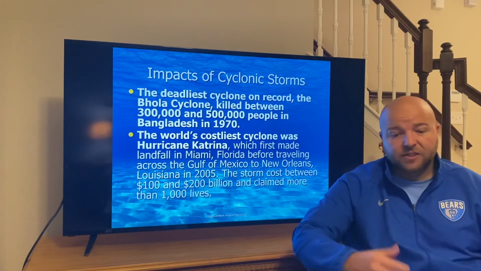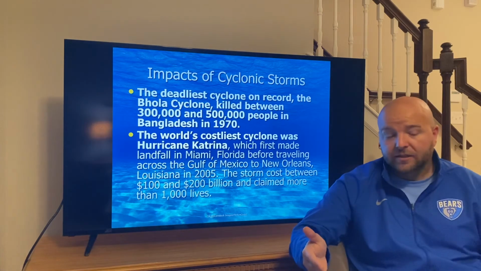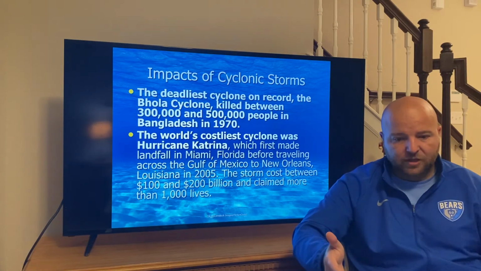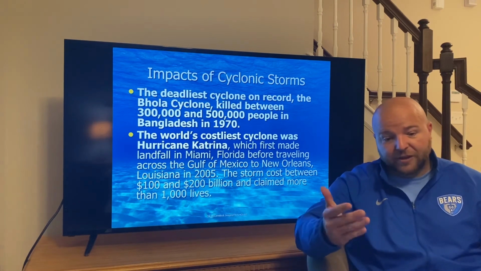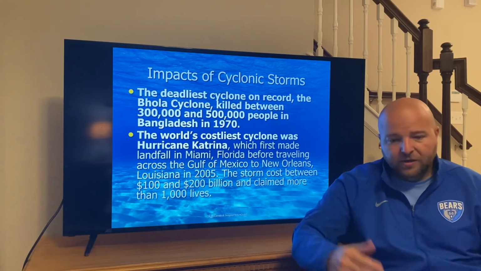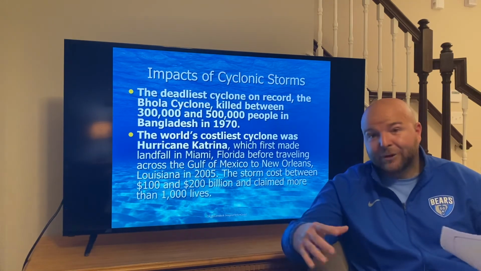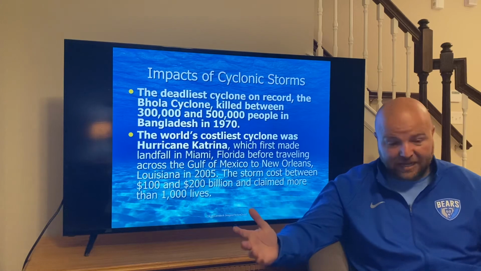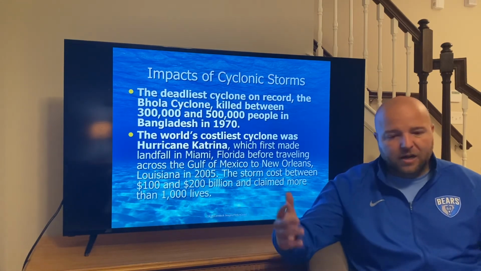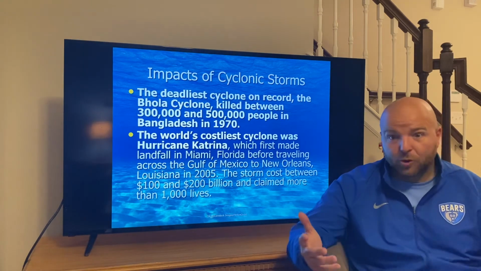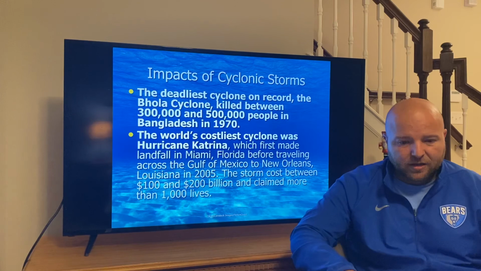The world's costliest cyclone was Hurricane Katrina. As you can see, not the deadliest, only about 1,000 lives lost. Only 1,000 is still terrible, but when you look at the numbers for the previous one, we feel lucky and fortunate that we have now the science that we have, and that it hit in a region where buildings are stronger and that kind of thing, where we were a little more prepared, even though New Orleans should have been more prepared than what it actually was.